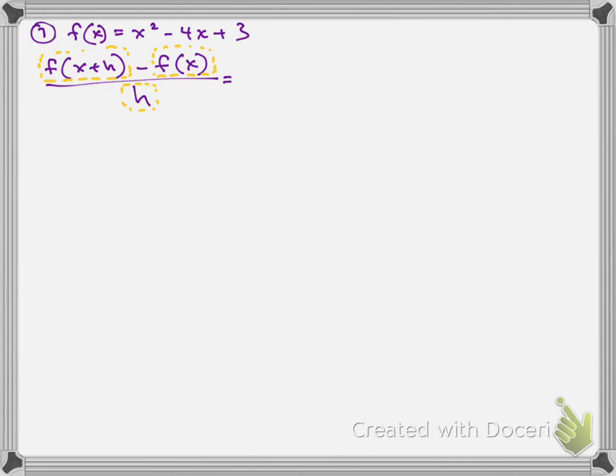The first part of this difference quotient is f of x plus h, which will be x plus h squared minus 4 times x plus h plus 3. That's the first part. What we just did there is f of x plus h, minus f of x. What is f of x? It was given to us: x squared minus 4x plus 3. And all this is being divided by h.